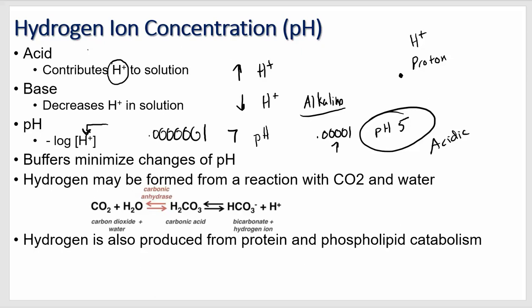So let's see, we're still talking about hydrogen in general. Hydrogen may be formed from a reaction with carbon dioxide and water. We have seen this. The carbonic anhydrase enzyme will cause carbon dioxide and water to come together and form carbonic acid. Carbonic anhydrase, by the way, just a little trivia for you there, is the most efficient enzyme ever found. That means that it enzymatically causes a reaction to happen, I can't remember, but it's like 1,000,000 times faster. Okay, I might be exaggerating or I might not be.